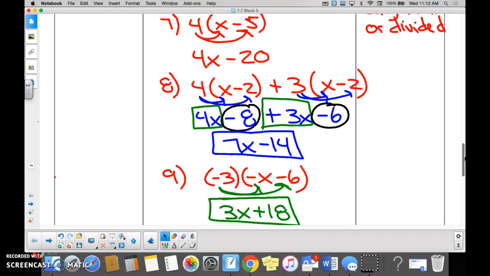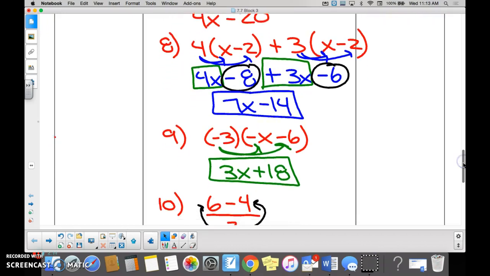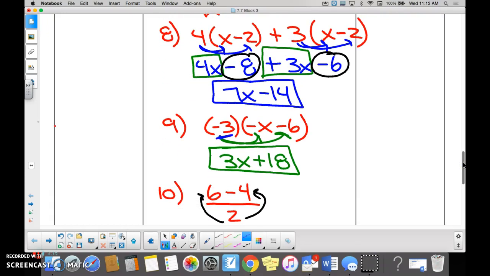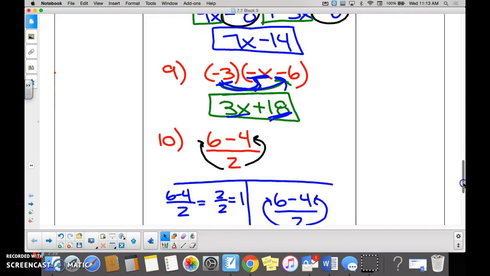Yeah. Number 9, the trick here was if you have a -3 and you're distributing it to a negative x, what's a negative times a negative? So we got a positive 3x, and then a -3 times a -6 gives us a positive 18. How about number 10? We went to some division.